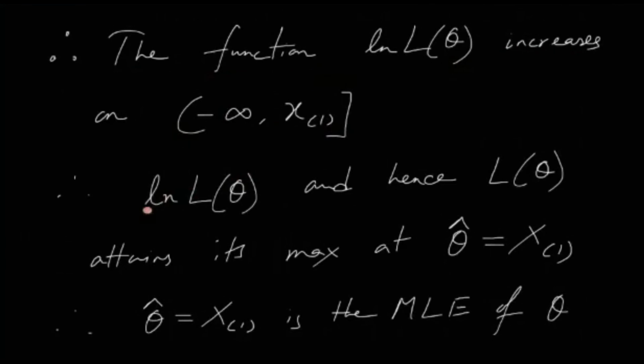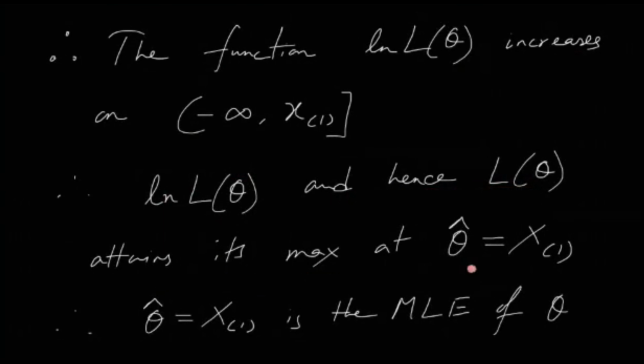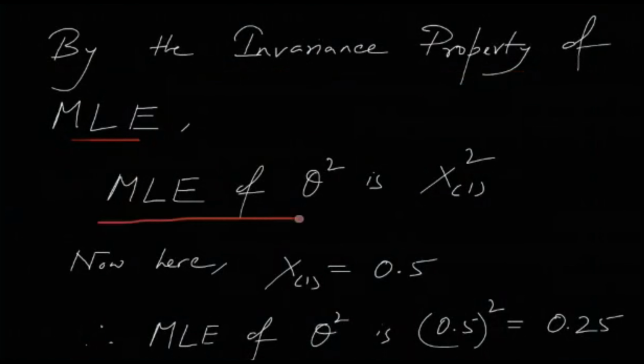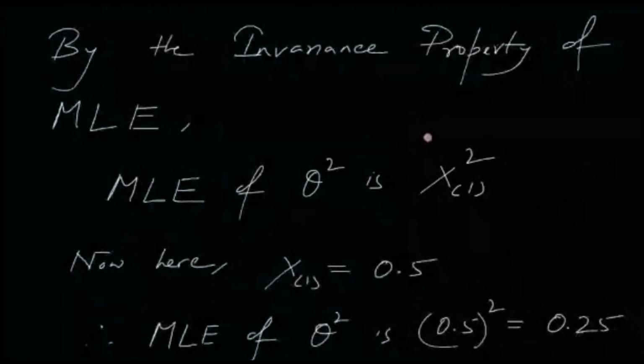And obviously, therefore, the log likelihood and hence the likelihood function attains its maximum at theta hat equal to x order 1. That means x order 1 is the value of theta at which the likelihood function attains its maximum. Therefore, x order 1 is the MLE of theta. Now remember, we have found the MLE of theta, not that of theta square, right? But we need to find the MLE of theta square. So how do we do that? By the invariance property of MLE, the MLE of theta square is x order 1 square. That means it just passes to the function. Since the MLE of theta is x order 1, the MLE of theta square is x order 1 square.